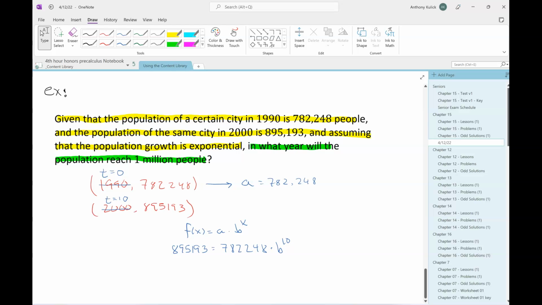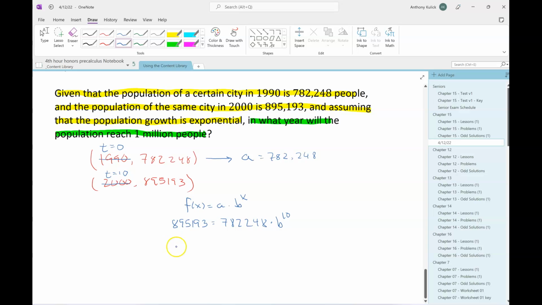To solve for B, what should I do first? Yeah, divide by 782,248. How am I going to get that 10th off of the B? Not the square root, the 10th root. Yes, very good. And since that's an even root, technically I get a plus or minus, but do I care about that? No. Why? The base of the exponential is always positive.